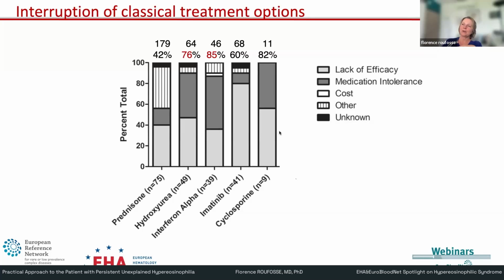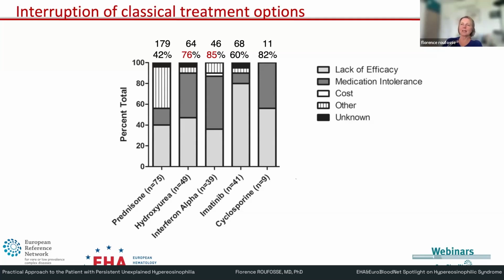And you can see here in the middle, patients who received hydroxyurea, patients who received interferon alpha. More than 3/4 of the patients had to stop treatment. And the reasons they had to stop treatment was pretty much equally distributed between lack of efficacy and medication intolerance, with a bit more intolerance for interferon alpha for pretty obvious reasons.